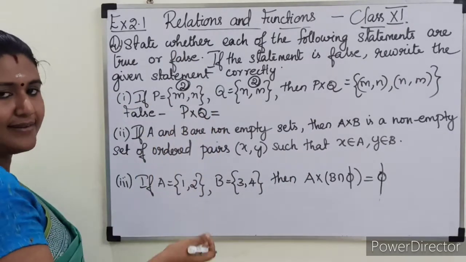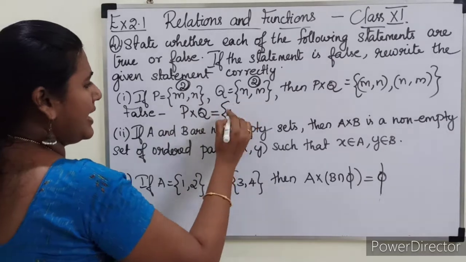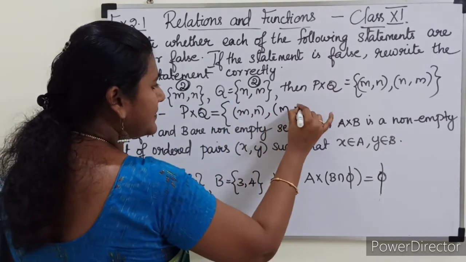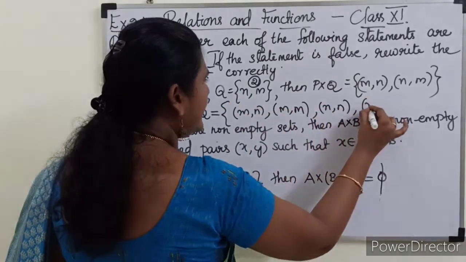So now we will rewrite the statement correctly. That is P cross Q. We will find out (m, n), (m, m), then (n, n) and (n, m).